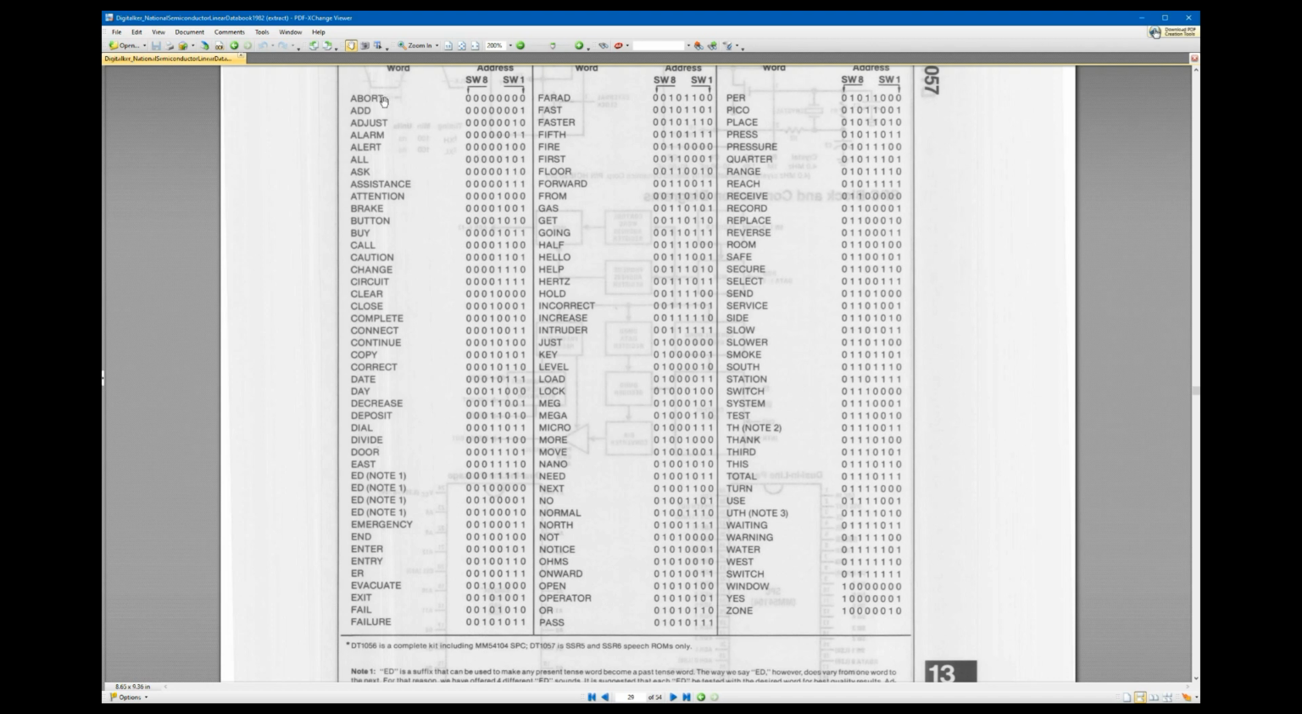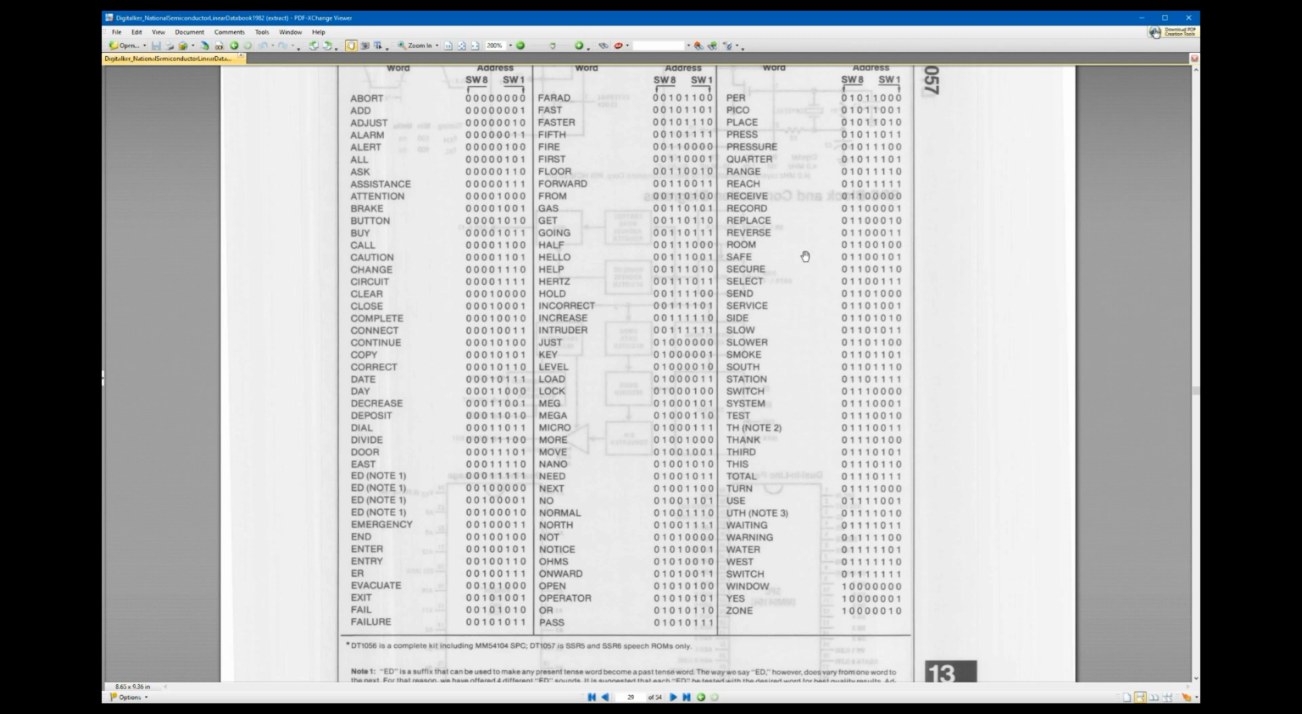So for example, the SSR5 and 6 had useful things like abort or forward or incorrect or intruder. You could imagine making an alarm system out of this, intruder or smoke, room. Lots of useful stuff in here. Unfortunately, I do not have a copy of the SSR5 and 6 ROMs. I've looked around, I can't find them. I assume somebody has them someplace, but these things become hard to find.